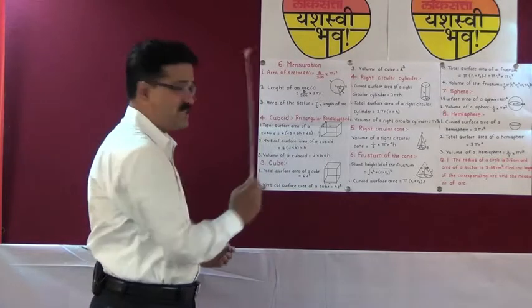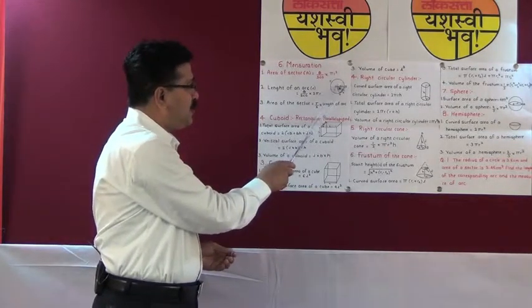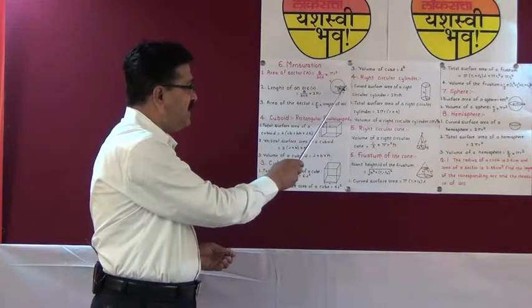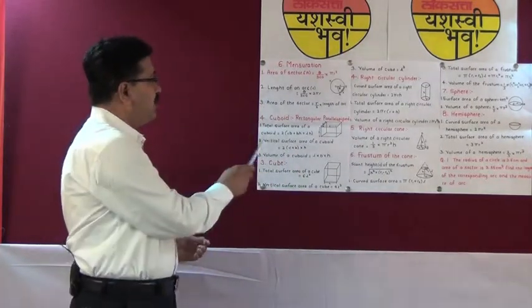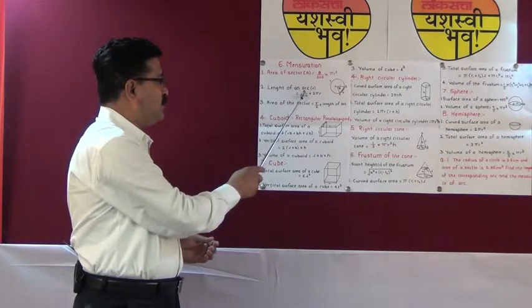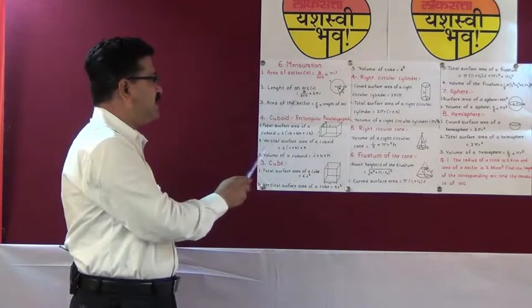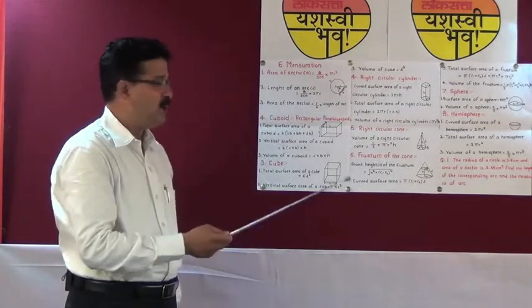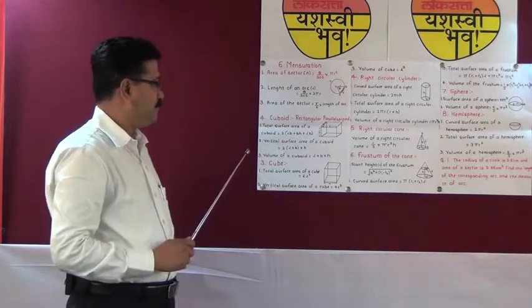What is a sector? See once again. A sector is an area bounded by two radii of the circle and the arc. The length of an arc is given by L equal to theta upon 360 into 2 pi r. And the area of the sector is given by another formula, that is r by 2 into the length of the arc.